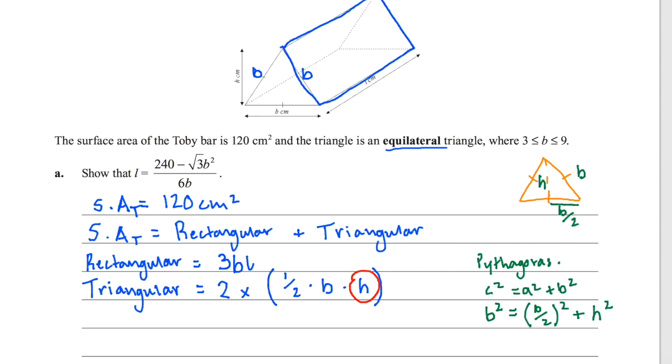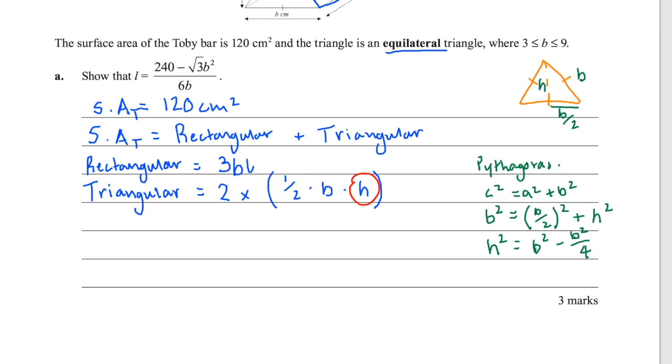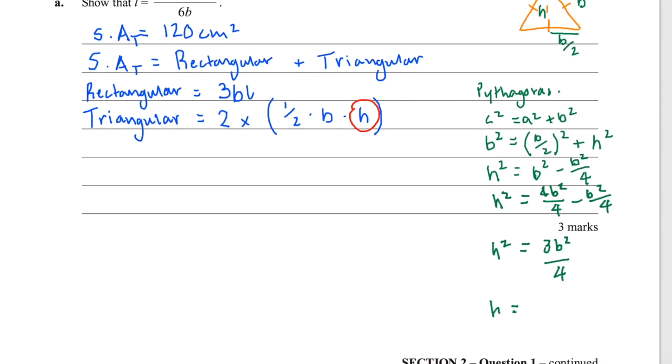If we rearrange this to get h on its own, I'm just going to put h squared on the left-hand side. So if h squared is on its own, that means we've subtracted b on 2 all squared from both sides. So it's b squared minus, if we expand the squared, b squared on 4. Okay, let's keep going. So h squared is equal to, let's write it out, 4b squared on 4 minus b squared on 4. So we have h squared is equal to 3b squared on 4, which means h is equal to the square root of all that.